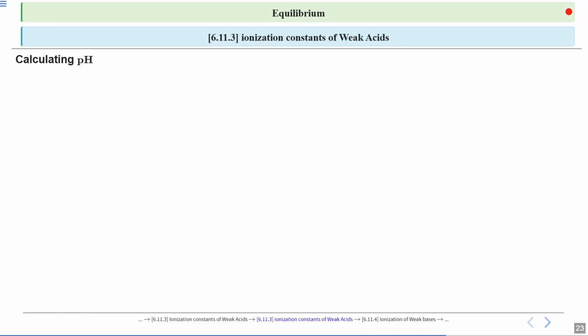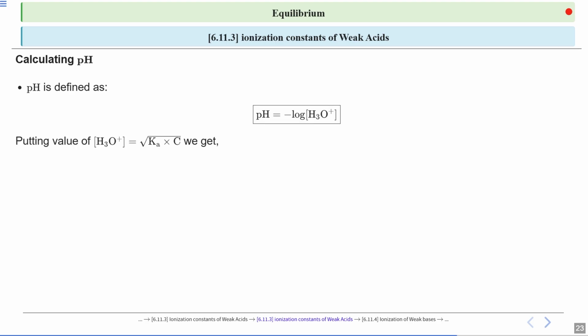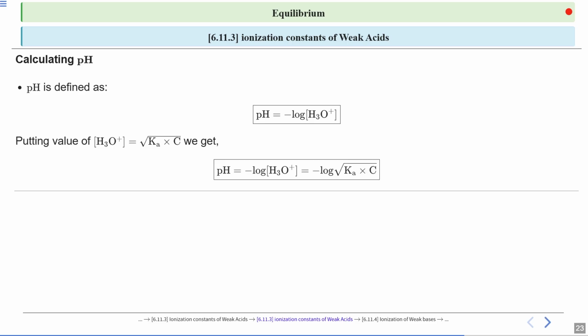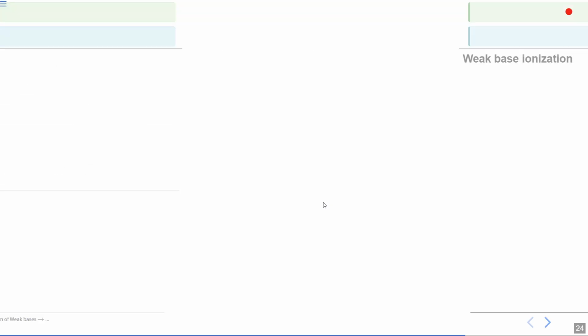Now moving on further, if you want to calculate pH, then we know from the definition that pH is equal to minus log H3O plus. If we substitute H3O plus as root under K into C, then we can write pH is equal to minus log root under K into C. So this is your final relation.